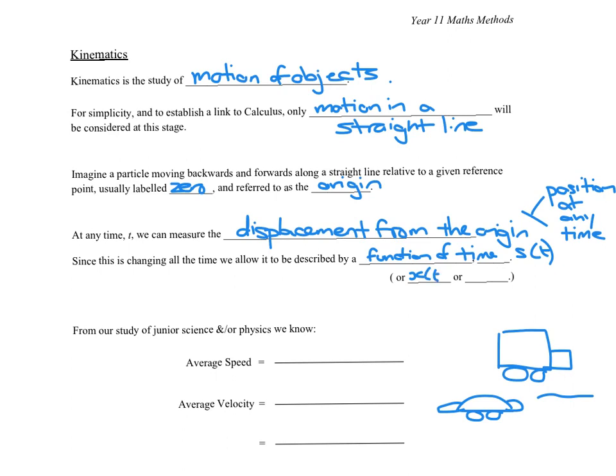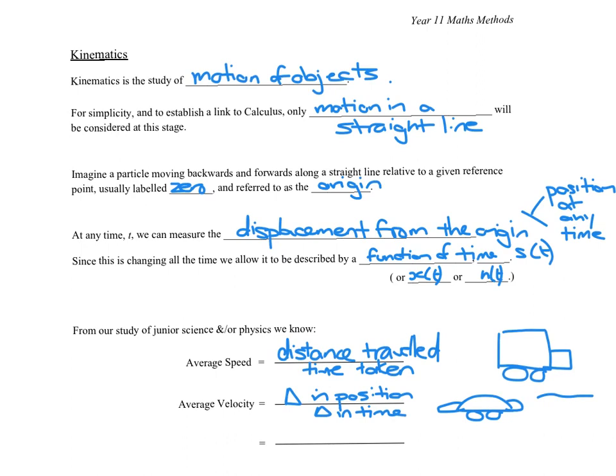We describe displacement from the origin often as a function of time, so we call it S of t. Sometimes it'll be x of t, it'll be h of t, whatever it is, it's always going to be a function of time. Now from science, you know that the average speed is calculated by the distance travelled over the time taken, whereas your average velocity is calculated by the change in position over the change in time. The delta sign means change, remember.